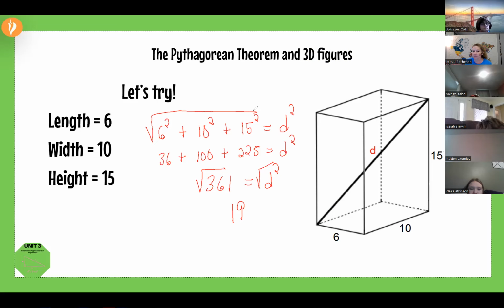With our super duper calculators, we could have just put all of this under the radical at the same time. Make sure you square them though. If you just put 6 plus 10 plus 15 under a radical, you're going to get the wrong answer 100% of the time. And it will spit out this wonderful whole number, 19.